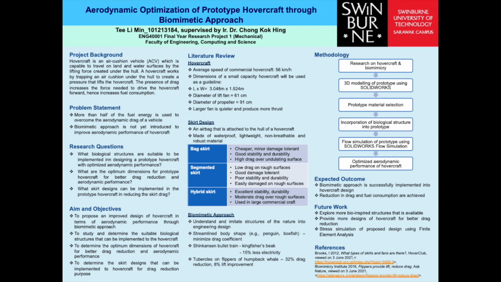Next, methodology. The process of my research project is illustrated in the chart. First is the research on the background and relevant knowledge about hovercraft and biomimicry. Then, the 3D model of prototype is drawn using SolidWorks, followed by material selection for the prototype. Next, the biological structure will be incorporated into the prototype, and the flow around the prototype will be simulated using SolidWorks flow simulation. If the result is not satisfying, I will move back to the previous step to select another biological structure until the aerodynamic performance is optimized.